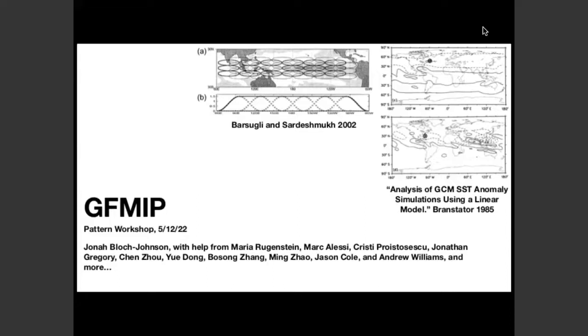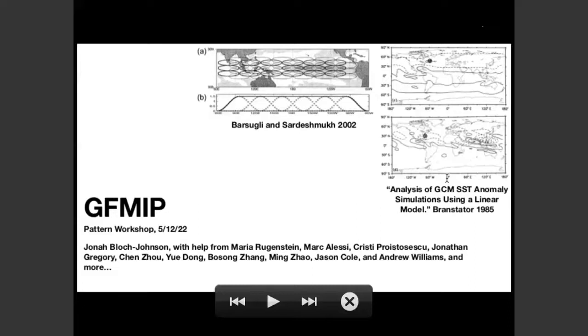I don't really need to say this so much for this group, because you're probably the people who are interested in learning more about Green's functions, but sorry, the slides are. So why Green's functions?